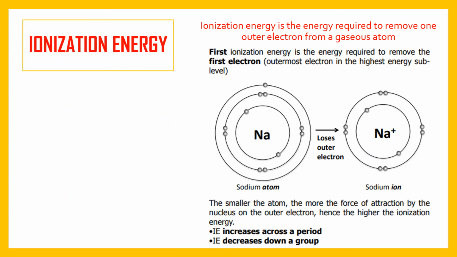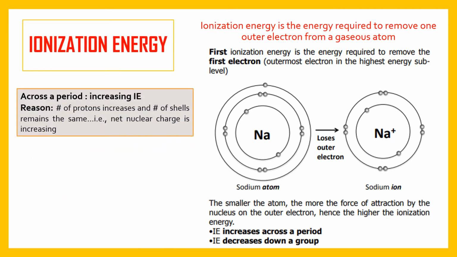Next is ionization energy. Ionization energy is the energy required to remove one outer electron from a gaseous atom. It increases across a period. Why? Because protons increase and the number of shells remains the same. Therefore, net nuclear charge is increasing. Thus, ionization energy is also increasing.